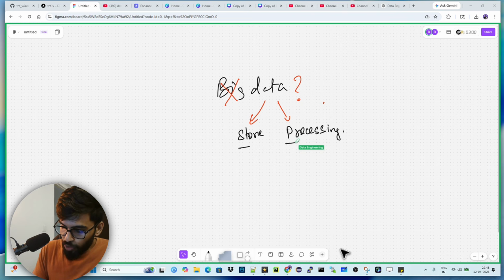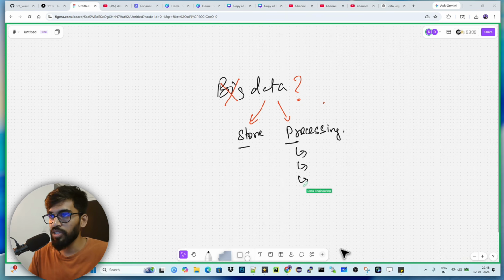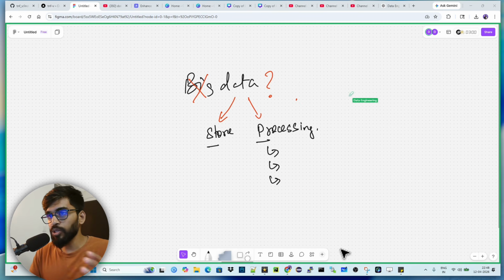Under processing, we have so many types, like data transformation, data load, data testing, data scheduling, and data security. There are lots of processing types with respect to data, and I'll cover that in a separate video, on types of data layers. Except for storage, whatever you do with data, we call it processing.